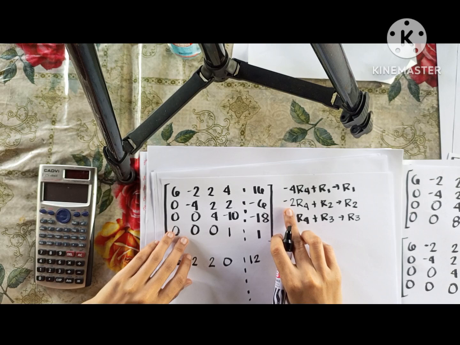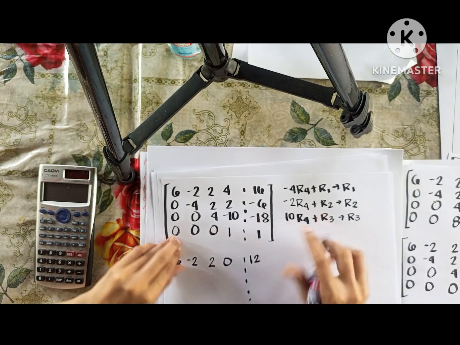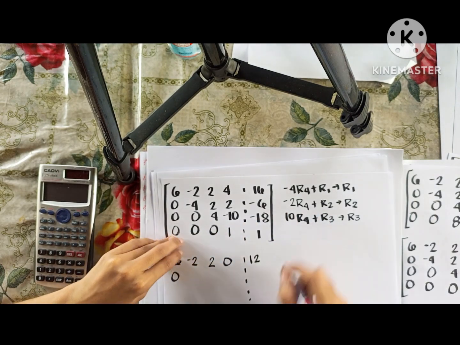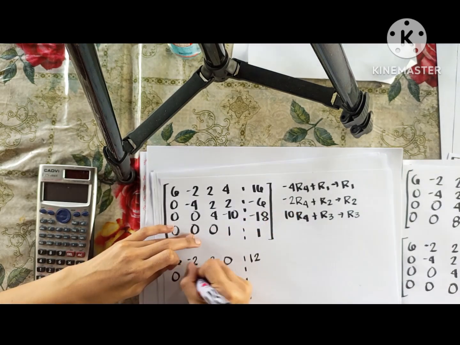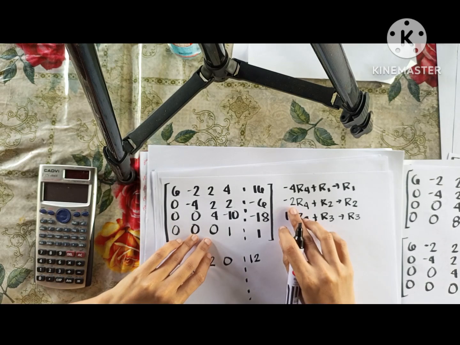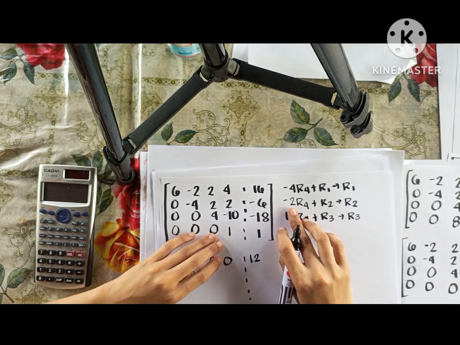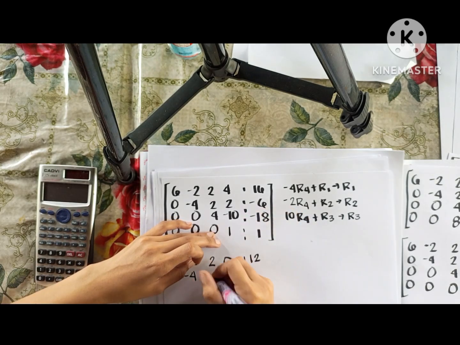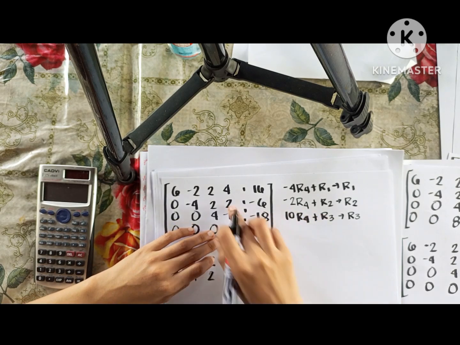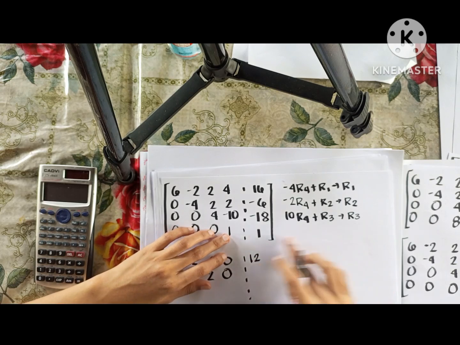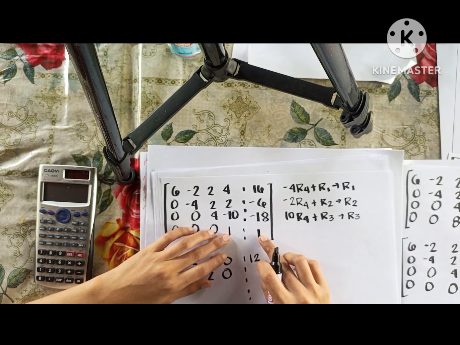Next, negative 2 times 0 is 0 plus R2, so this would be 0. Negative 2 times 0 is 0 plus R2, that would be negative 4. Negative 2 times 0 is 0 plus R2, so this would be 2. Next, negative 2 times 1 is negative 2 plus 2 is 0. Next, negative 2 times 1 is negative 2 plus 6, so this will become negative 8.